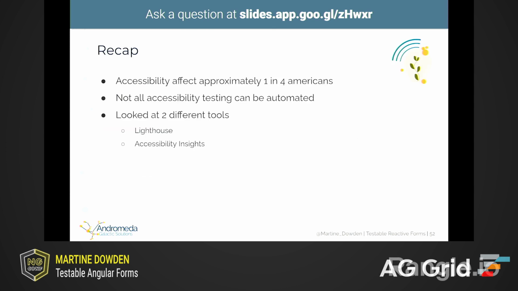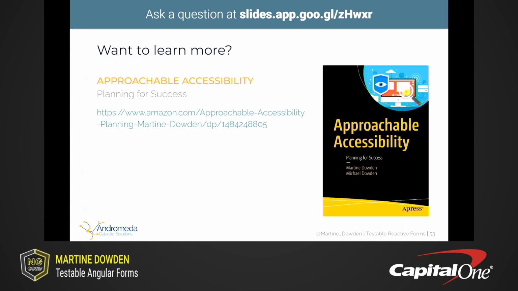So let's kind of recap. Accessibility is not a corner case. Don't forget it. It's hard, and you can do a lot automated, but that is not the end-all be-all. There will always be a manual component. Those are kind of the key things you need to remember about accessibility. And here are the 2 tools that we talked about today.